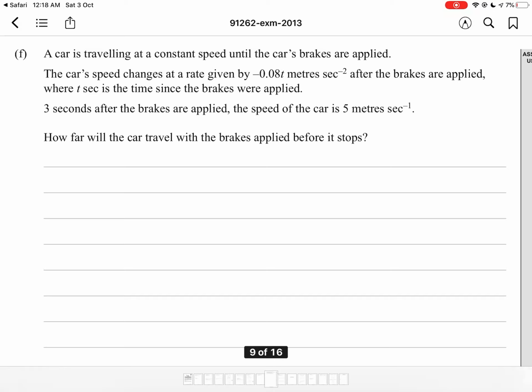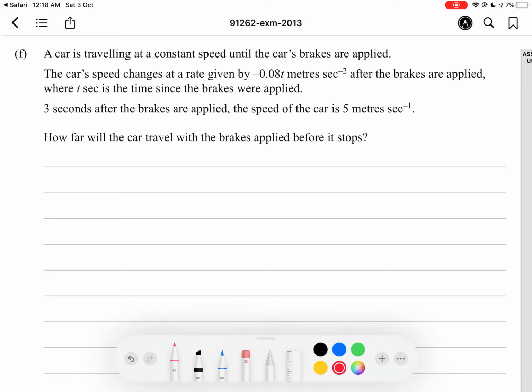So we know that the car's speed is changing at a rate of negative 0.08t meters per second, and the rate of change of speed is acceleration. So acceleration therefore equals negative 0.08t. In order to find velocity, we know that this is our a, v, and s. s is our distance. So in order to go from a to v, we need to integrate. To go from v to s, we need to integrate. To go from s to v, we need to differentiate. And to go from v to a, we need to differentiate.